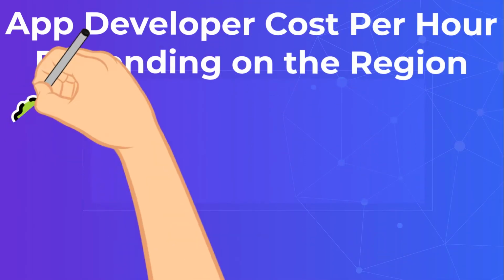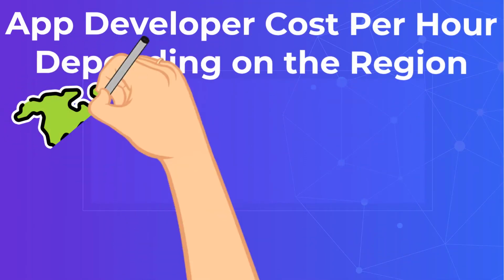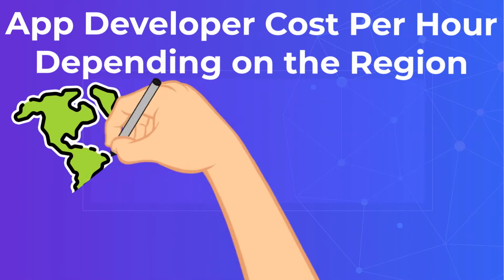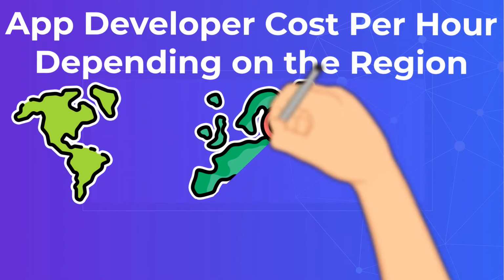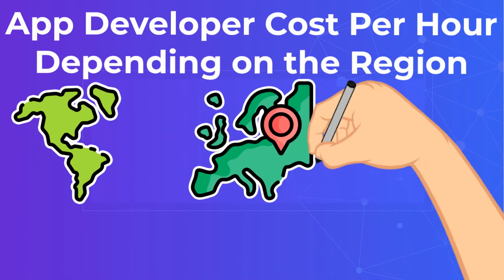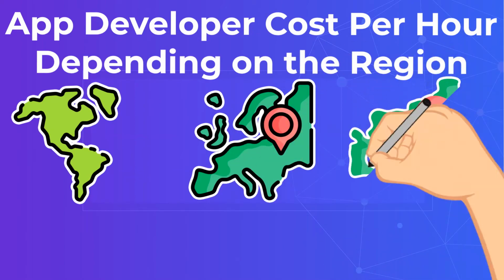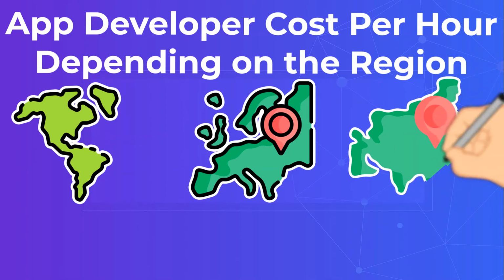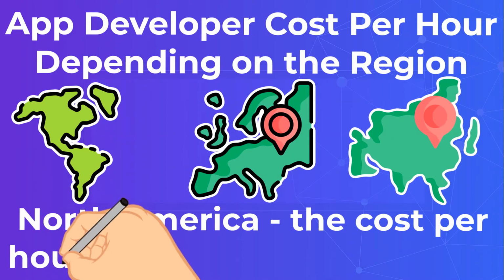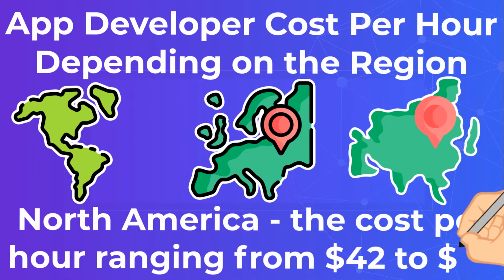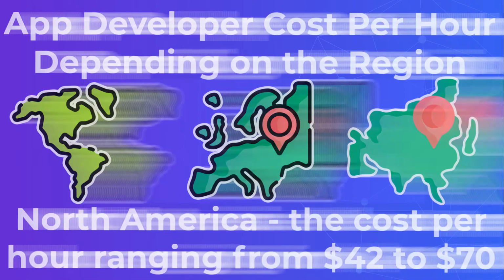App developer cost per hour depending on the region. North America, the cost per hour ranging from $42 to $70. South America, between $20 and $40. Western Europe, the average cost to hire a mobile developer in Germany is $45. Central and Eastern Europe, the median in Czech Republic is $30, in Poland it is $35. Asia, in India, the average cost per hour is $19.